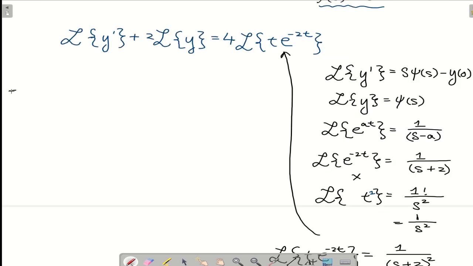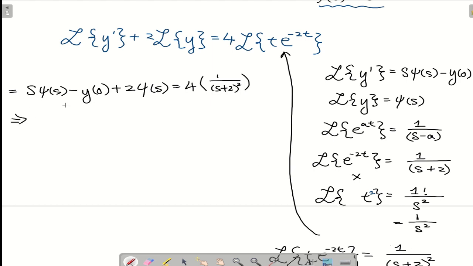So for the whole equation, the Laplace transform of y dash is s multiplied by phi of s minus y0, and then plus 2 times the Laplace transform of y, which is some function of s, and the Laplace transform of the right side is 4 multiplied by 1 over (s plus 2) squared. Okay, so we make everything out. y0 is equal to 3, the initial condition. So we have s times phi of s minus 3 plus 2 phi of s equal to 4 over (s plus 2) squared.